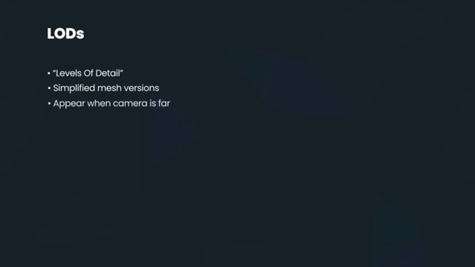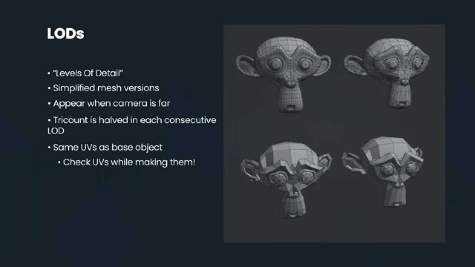LODs stand for levels of detail. They are simplified versions of game meshes that pop up when the game camera is at a certain distance from them. Each of them has approximately half the tri-count of the previous one. After the camera gets far enough from the last LOD, the mesh is completely culled from rendering, and it disappears.